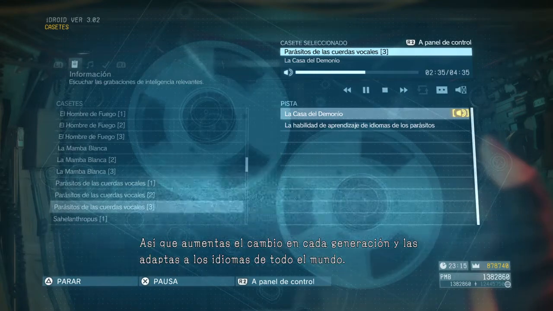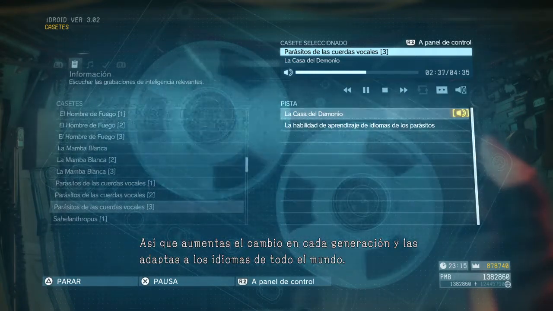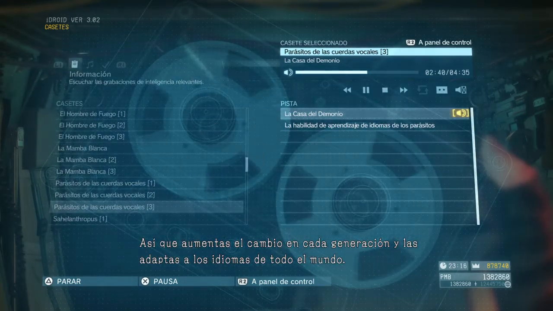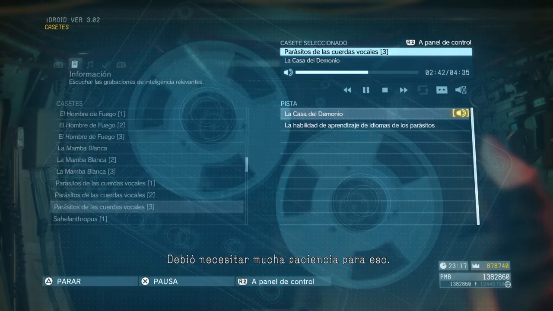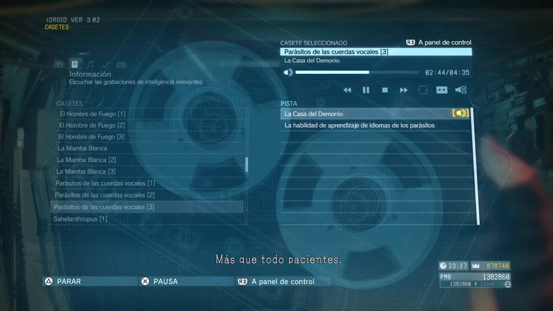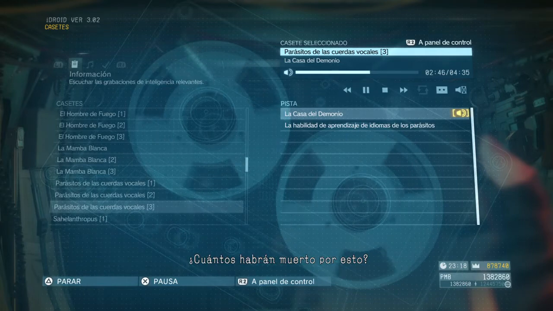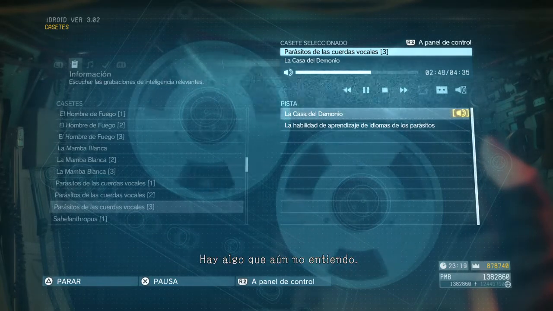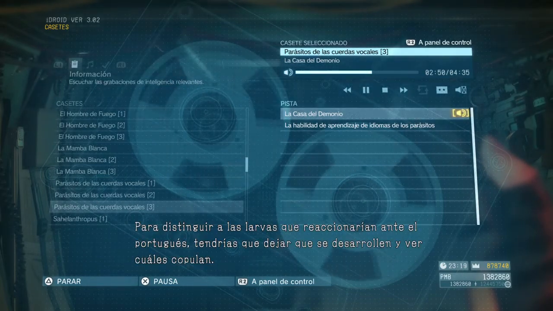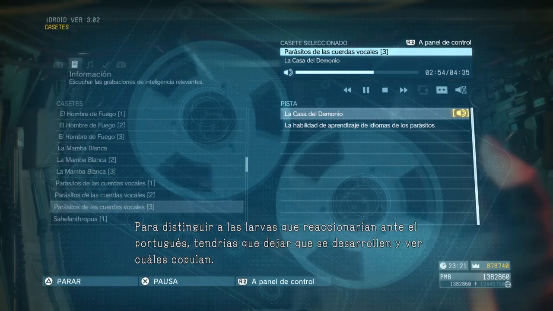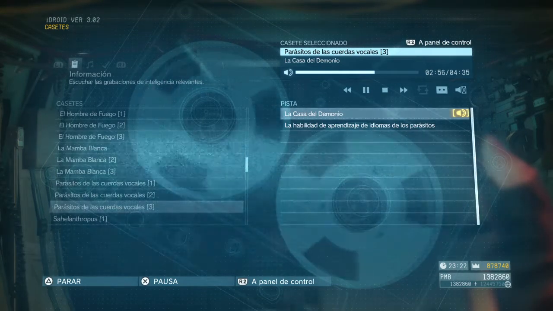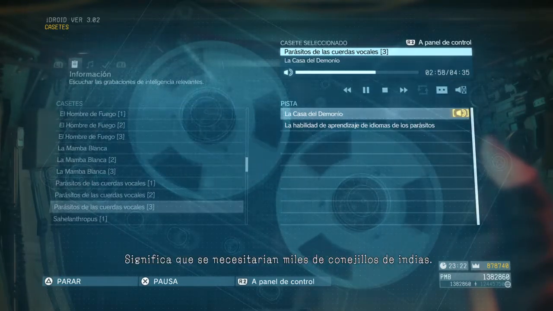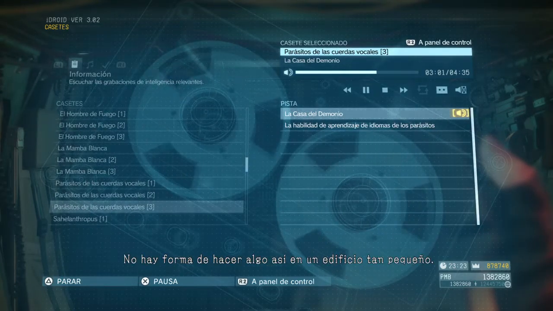So you kept increasing the change over the generations, adapting them to languages from all over the world. Must have taken a hell of a lot of patience. More like patience. Just how many died for this? There's something I still don't get. In order to tell which larvae will react to Portuguese, you'd have to let them develop and then see which copulate. That means you'd need tens of thousands of guinea pigs. There's no way you could do that in a facility that small.